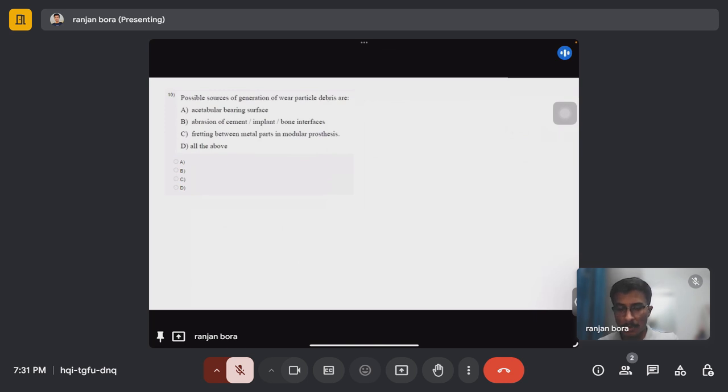Next question: possible sources of generation of wear particle debris are. So there are four options. Option A is acetabular bearing surface. Option B is abrasion of cement implant or bone interfaces. Option C, fretting between metal parts in modular prosthesis. And option D, all of the above.